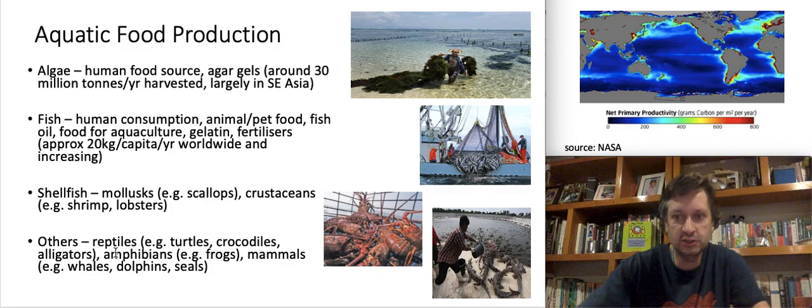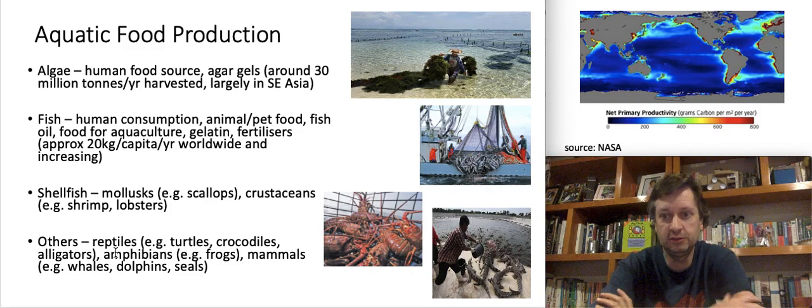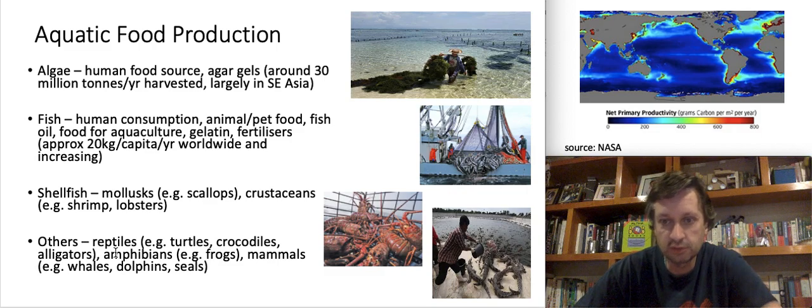And then finally, things you might not think about. Things like alligators and crocodiles are farmed for the skins. Turtles as well. Amphibians, frogs. You might think that frogs' legs is quite a delicacy, but it's another large industry, and it's quite threatening to huge numbers of frogs.